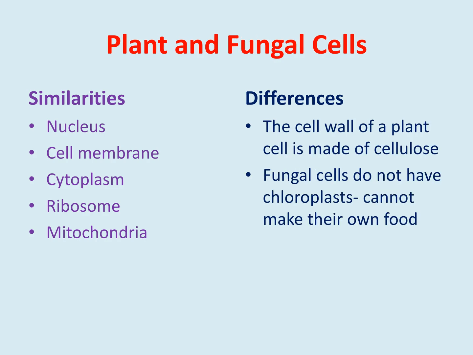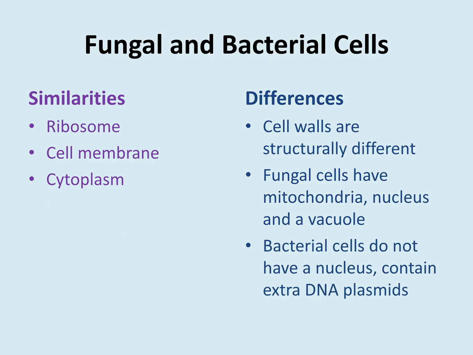For your plant and fungal cells, they're actually very similar. So they have both got a nucleus, cell membrane, cytoplasm, ribosome, and mitochondria. The difference between the two is the cell wall in a plant cell is made of cellulose. The cell wall in a fungal cell is made up of something else, called chitin, but you don't need to know that. And then your fungal cells do not have chloroplasts, so they can't make their own food like plants can, because plants have chloroplasts.